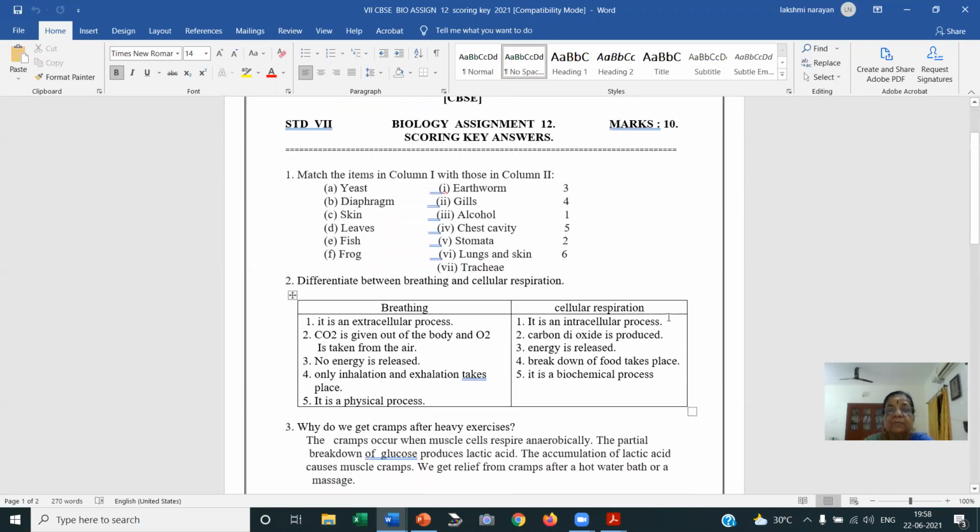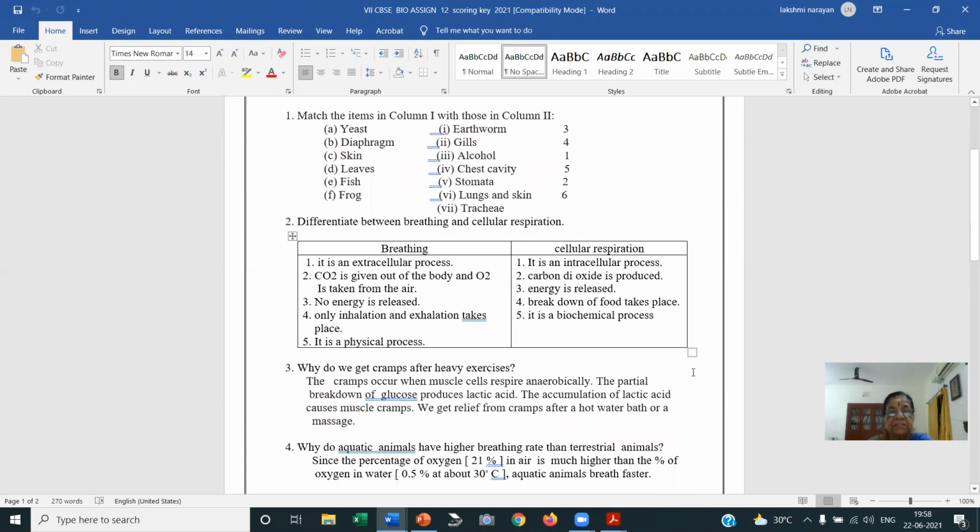Then the difference between breathing and cellular respiration. Breathing is an extracellular process. Carbon dioxide is given out of the body and oxygen is taken from the air, and no energy is released. Only inhalation and exhalation occurs, and it is a physical process. Whereas cellular respiration is intracellular. Carbon dioxide is produced, energy is released, breakdown of food occurs, and it is a biochemical process. I hope you are listening.